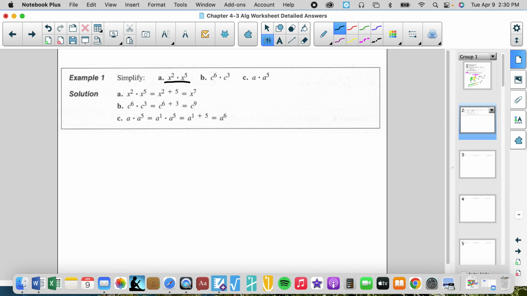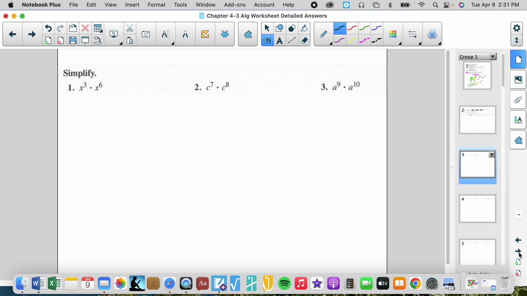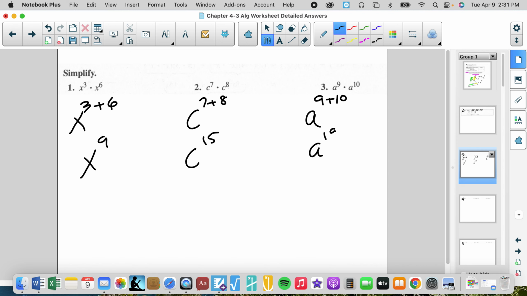Those have like bases, so we're going to add their exponents. We get x to the seventh. Like bases, add their exponents, c to the ninth. Like bases, add their exponents. There's a 1 in there, so 1 plus 5 gives you 6. Okay, so x to the 3 plus 6, or x to the ninth. C to the 7 plus 8, or c to the 15th. A to the 9 plus 10, or a to the 19th.